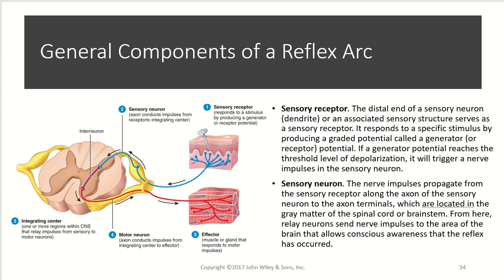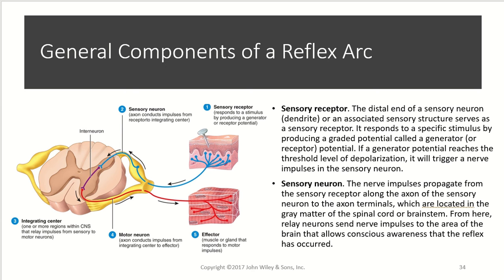So let's look real quick at just the general components of the reflex arcs before we look at the individual reflex arcs themselves. So for starters, we have our sensory receptors. This is where the distal end of that sensory neuron, or the dendrite, or any kind of associated sensory structure, is going to serve as our sensory receptor. It's going to respond to a specific stimulus by producing a graded potential called either a generator potential or a receptor potential. It's the same thing, two different names, but they are the same.